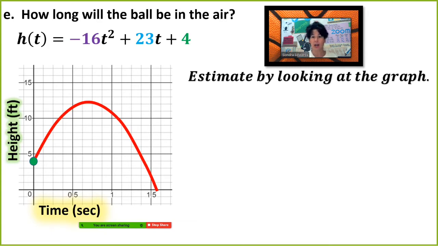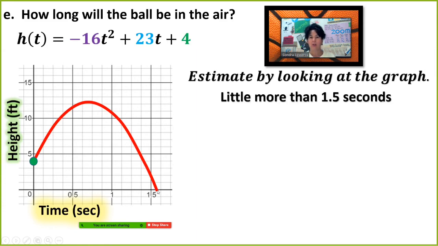Let's take a look at the graph to estimate what our answer is going to be. So the ball leaves the player's hand at 4 feet, and then it goes up and it comes down and it hits the ground right here, and the time is a little bit after 1.5. So the ball is going to be in the air a little more than 1.5 seconds.